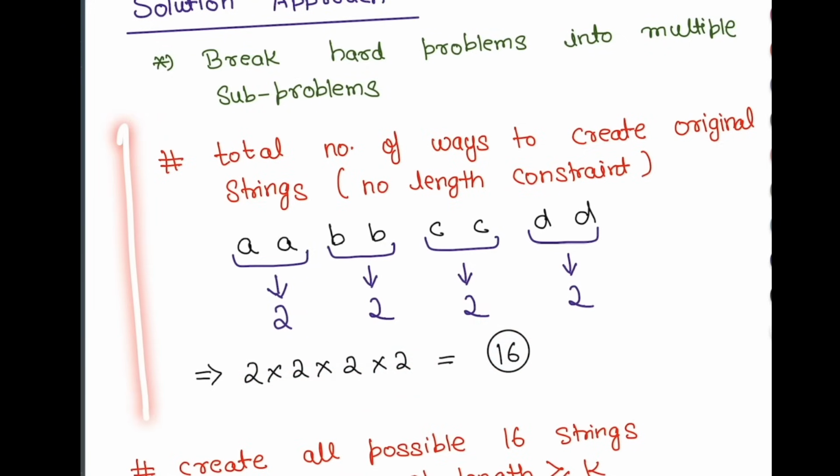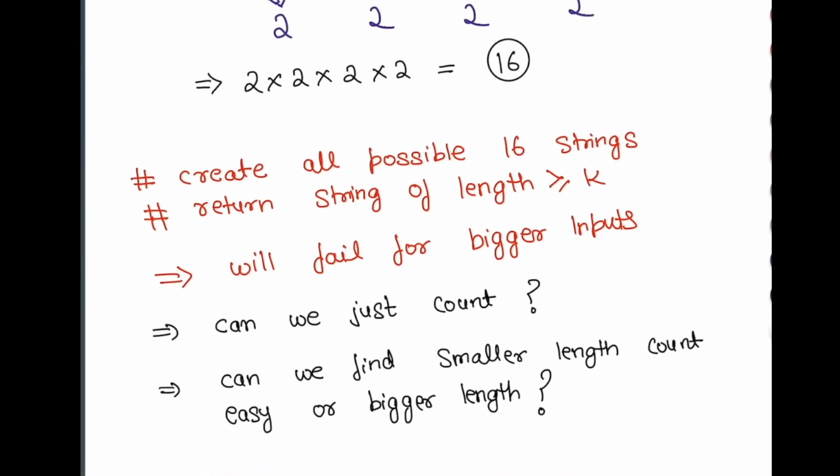Now this is the first thing which we need to take care of. We should know what's the total number of ways you can type a string regardless of any length constraint. Later on we are going to apply the length constraint, but for now let's just find out the total number of ways. Now one of the ways we can solve the problem is we can just create all the possible 16 strings. We know there are 16 strings, right, which are possible.